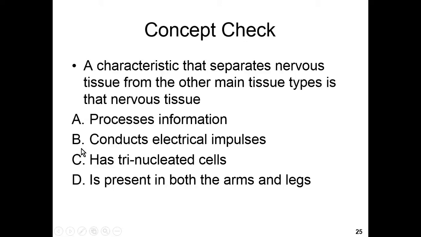The correct answer is A, processes information. We can do that integration of information, or processing information, with our nervous tissue. Muscular tissue can send electrical signals that the muscular tissue uses to contract. There are no trinucleated cells within our nervous tissue, and we have many other tissue types, connective, muscular, and epithelial tissue types in the arms and legs. So that's not going to be unique to just nervous tissue types. The correct answer is A, processes information.